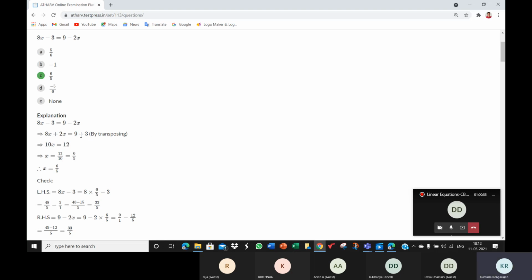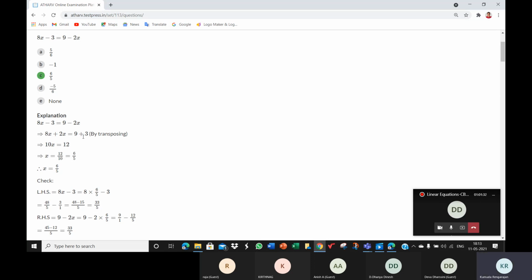We need to gather the like terms. Write 8x in the LHS as it is. Minus 2x from the RHS goes to the LHS with the opposite sign when it's transposed. Minus 2x becomes plus 2x, is equal to 9. Minus 3 from the left hand side moves to the right hand side. Minus 3 becomes plus 3.